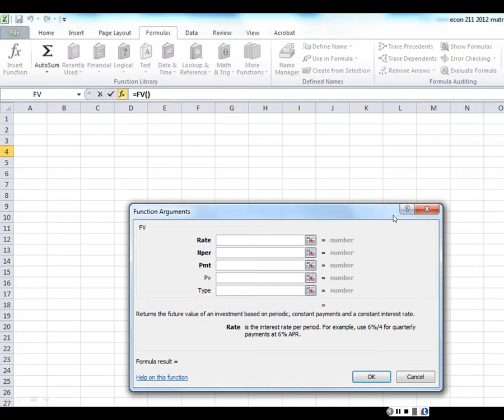This is just a screenshot. When I go to the formula for Excel, this will pop up for future value. It will ask you the following things. What is the rate? The growth rate. What is the number of periods? The N, we talked about it. What is the PMT? 1,000 in this case. And are you starting from any present value? And then the type comes in.